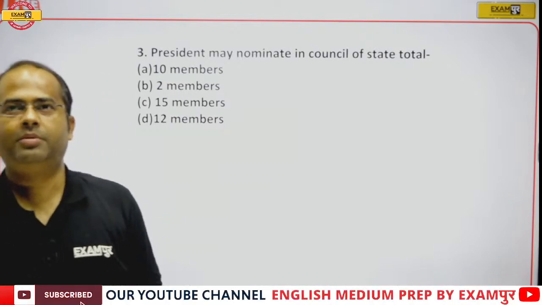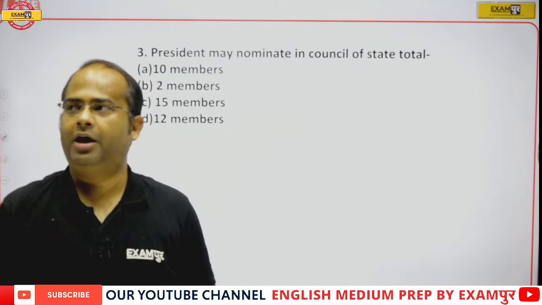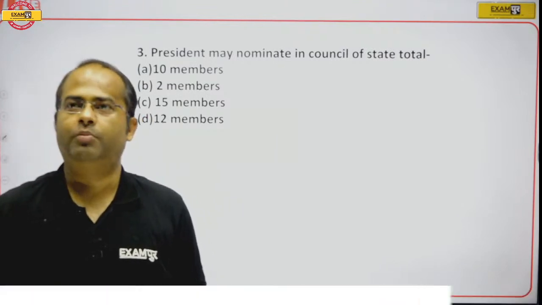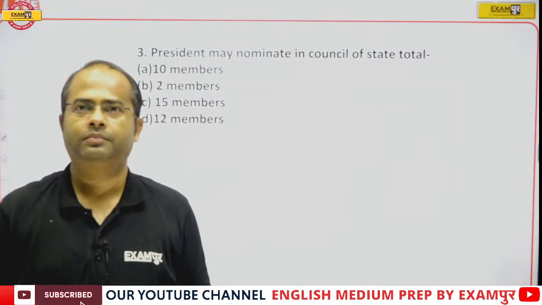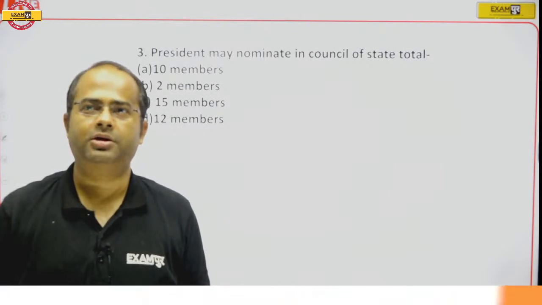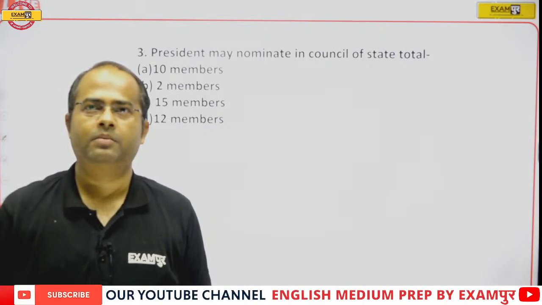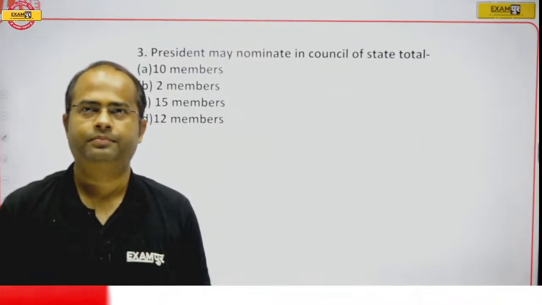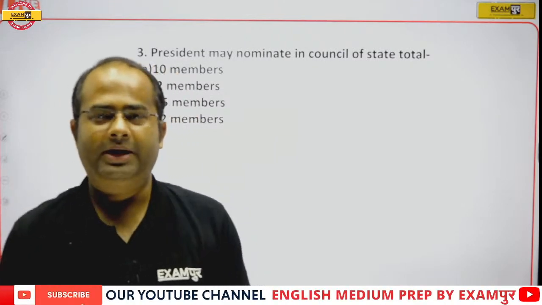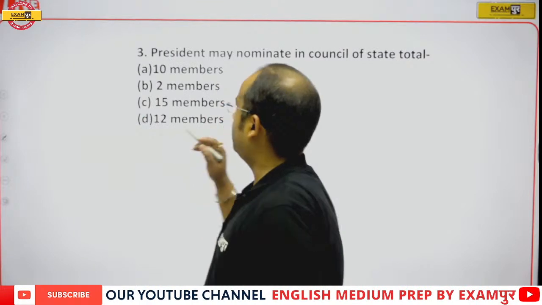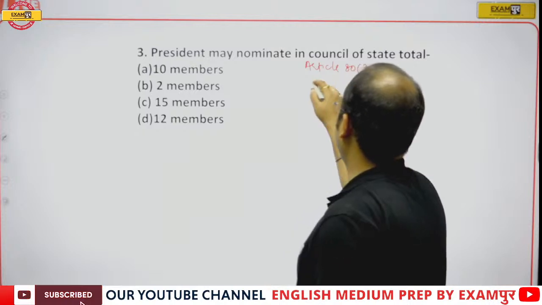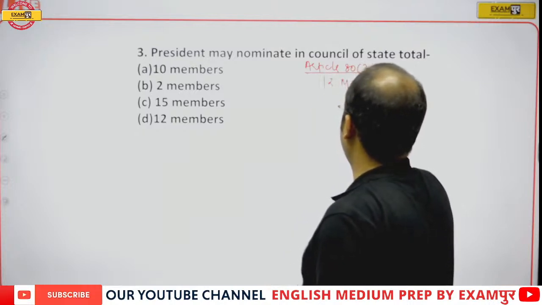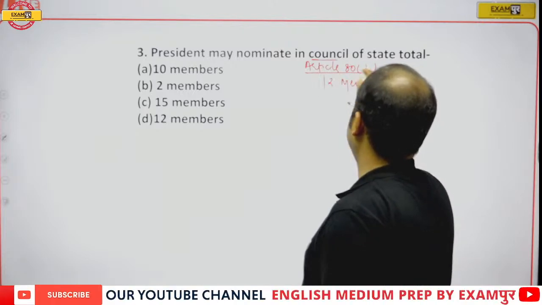So guys, the next question before you is: how many members does the president nominate in the Council of State? Okay, so according to Article 80 clause 3, the president can nominate 12 members in Rajya Sabha. 12 members in the Council of State, that is the Rajya Sabha.